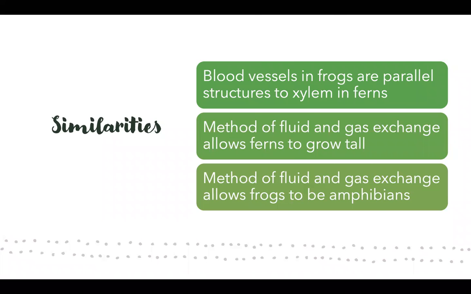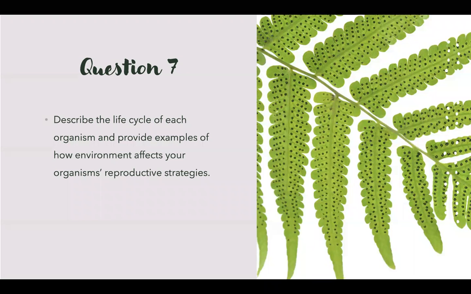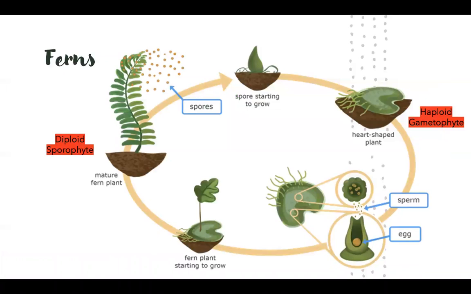Question 7 asks us to describe the life cycle of each organism and provide examples of how the environment affects their reproductive strategies. As shown on the left side of the picture, the mature fern is the diploid sporophyte. It undergoes meiosis to produce spores. These spores then begin to grow into the haploid gametophyte. The gametophyte has both sperm and eggs, and for the sperm to fertilize the egg, it needs to swim through water. When the sperm does manage to fertilize the egg, it forms a zygote, which then grows inside the gametophyte and grows into the mature fern plant or the diploid sporophyte.